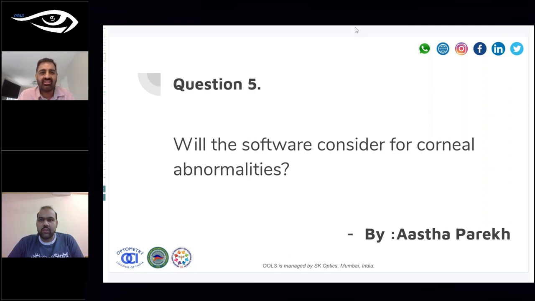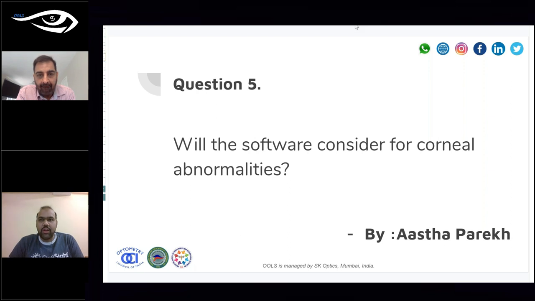I think Jessen has done it in his lectures. I've done it in my lectures previously. We always say, if you cannot purchase a topographer yourself, go work with an ophthalmologist, somebody who's got a topographer, and use it. So the software can be independent, yet not independent.